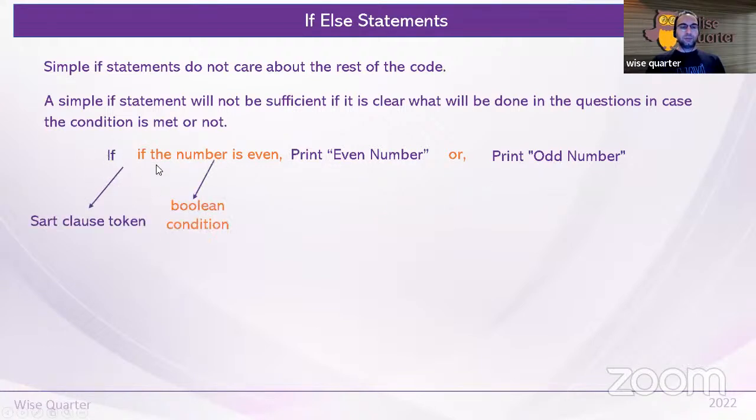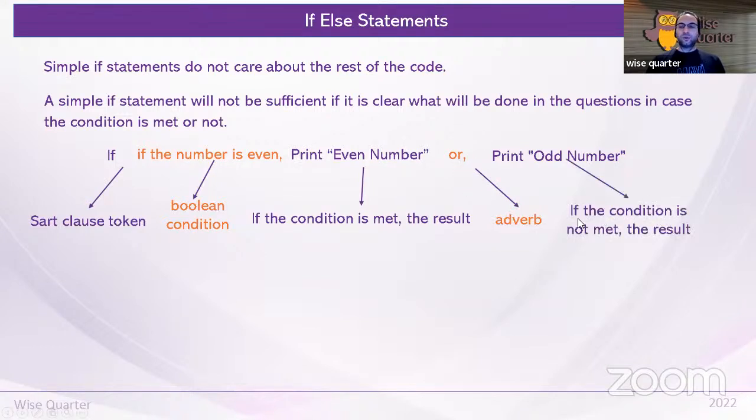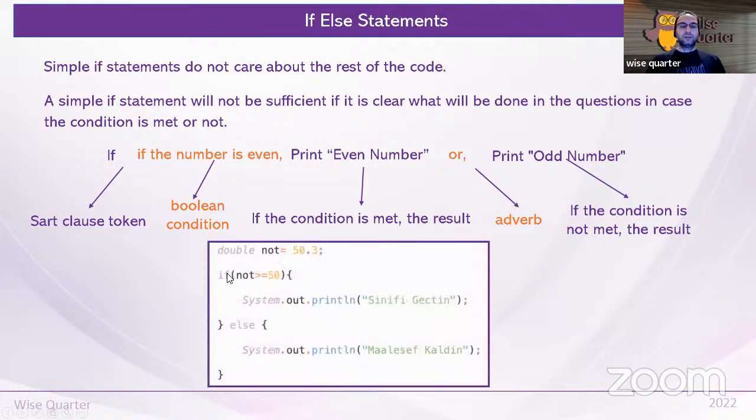This is the statement. This is the Boolean condition. The result should be true or false. And if the condition is met, if it is true, this code will be executed. Don't worry about it for now. If the condition is not met, the else part will be executed. It will be like this: if it is true, this will happen; if it is false, else will be executed.